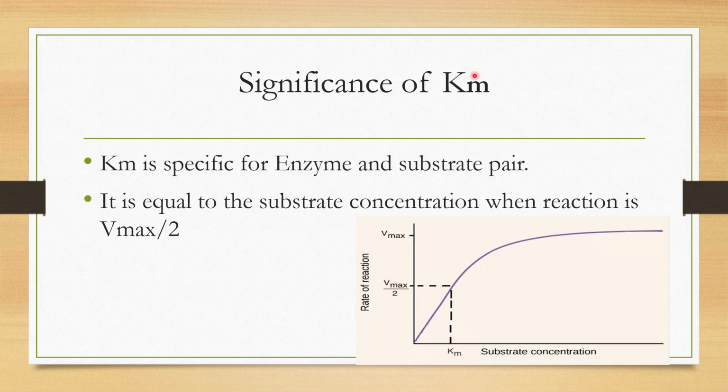Now, what is Km? Km is nothing but your Michaelis-Menten constant. This Km is specific for an enzyme substrate pair. For a specific enzyme substrate pair, the Km will be specific. Km is the substrate concentration when the reaction velocity is Vmax by 2.